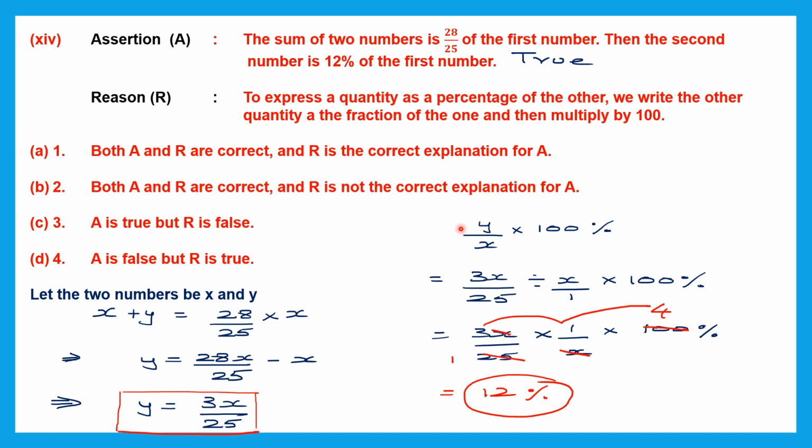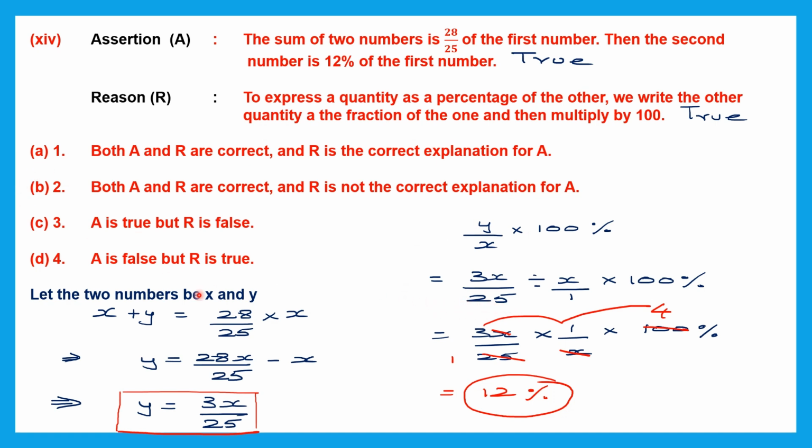That is, like we've taken here, to express y as a percentage of x, we write the other quantity as a fraction of the first one and then multiply by 100. That means the reason is also true. So here we found that the assertion is true, the reason is also true and the reason is the correct explanation, as we have seen here. So which option will we choose?